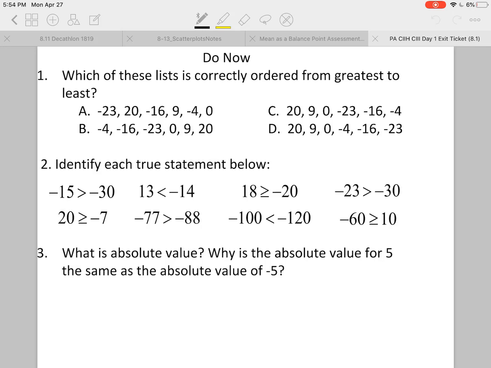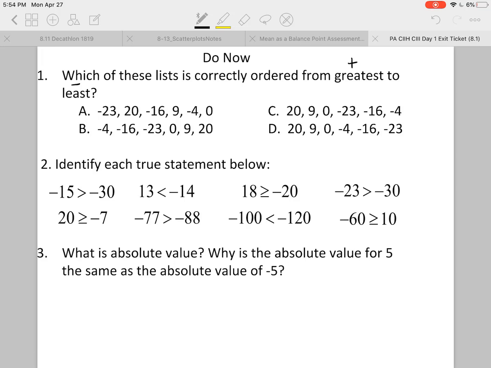Question number 1 says, which of these lists is correctly ordered from greatest to least? First, we need to remember that when we're ordering from greatest to least, positive numbers are always going to be greater, and negative numbers are always going to be smaller. And 0 is going to be the point in the middle if it's included with the set. So looking at these different lists, I'm going to start by eliminating the answer choices where the negative numbers and the positive numbers are not separate.